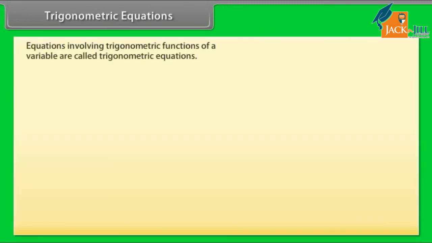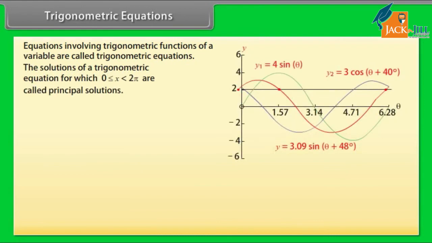Trigonometric equations. Equations involving trigonometric functions of a variable are called trigonometric equations. The solutions of a trigonometric equation for which 0 is less than or equal to x less than 2 pi are called principal solutions. The figure given below shows the trigonometric equations.